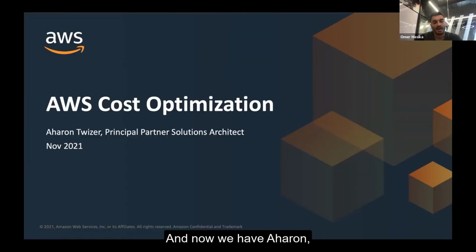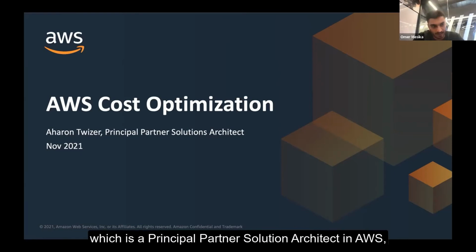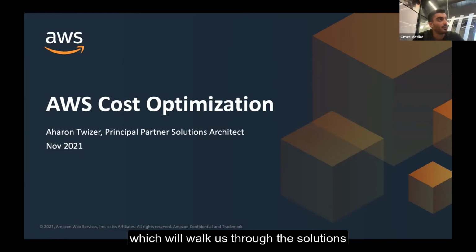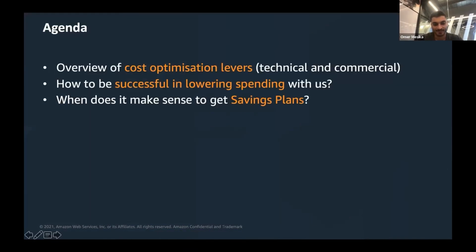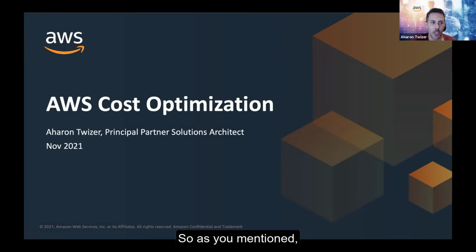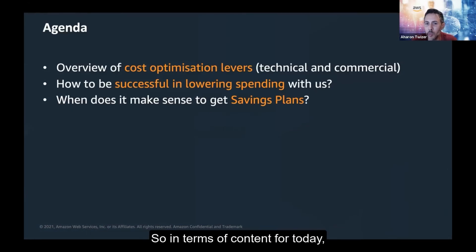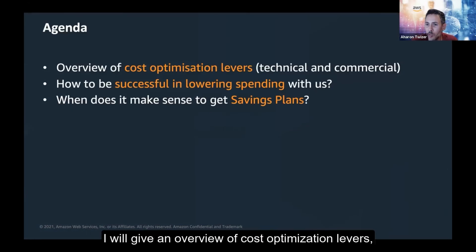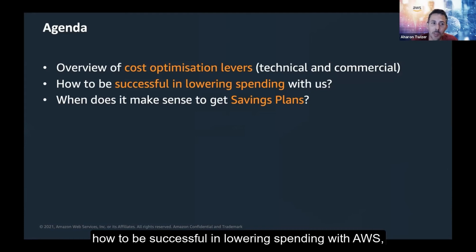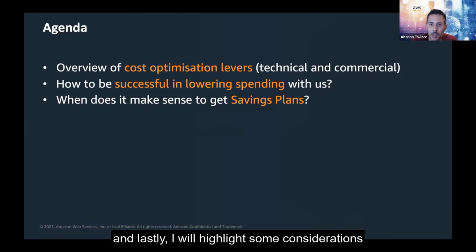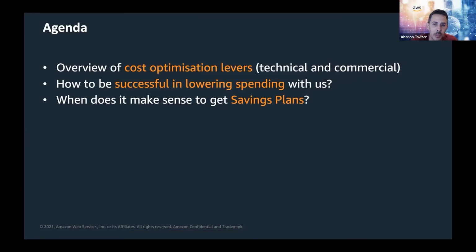And now we have Aaron, a principal partner solution architect at AWS, who will walk us through the solutions and optimization opportunities that AWS offers to its clients, and MoEngage as part of those. So Aaron, go ahead. Thank you, Omer. As you mentioned, I'm going to talk a little about AWS cost optimization. In terms of content for today, I will give an overview of cost optimization levers, how to be successful in lowering spending with AWS, and lastly, I will highlight some considerations when purchasing savings plans.